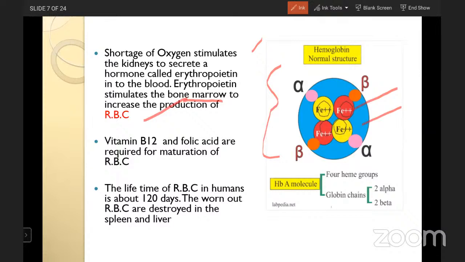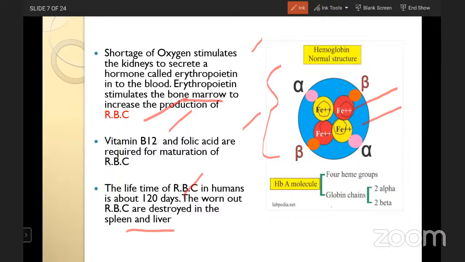Vitamin B12 and folic acid are required for the maturation of RBCs. For the preparation of RBCs, there is a need for vitamin B12 and folic acid. The lifetime of RBCs in humans is about 120 days. The worn out RBCs are destroyed in the spleen and liver. That means after the completion of their lifetime, they are destroyed in the spleen and liver. So this is about RBCs.